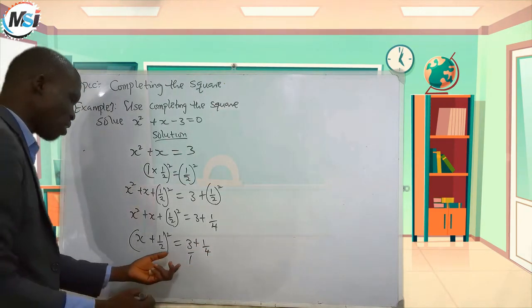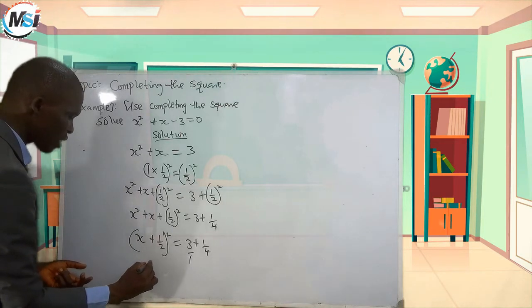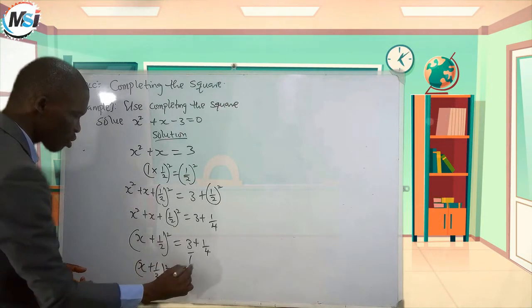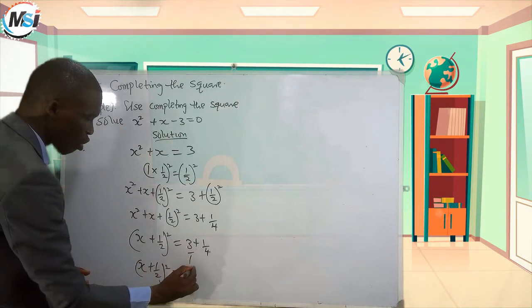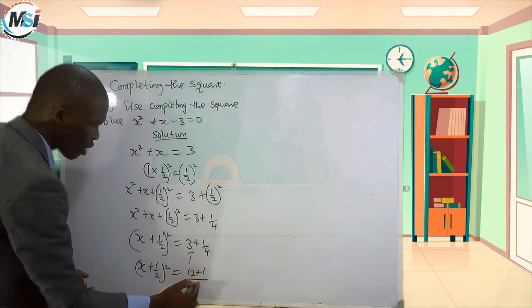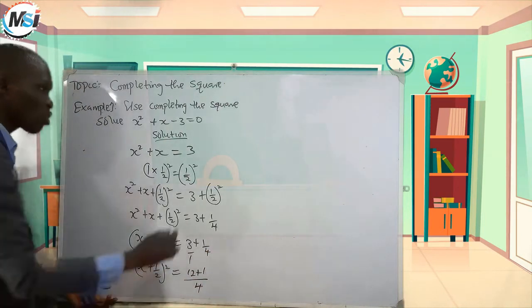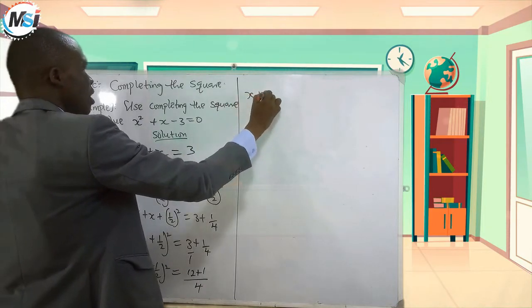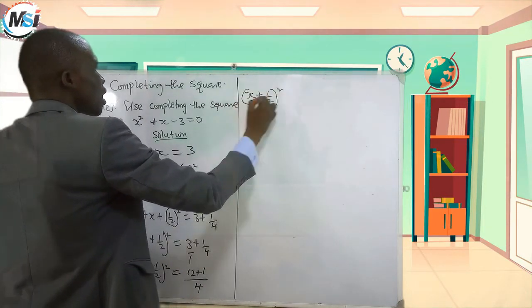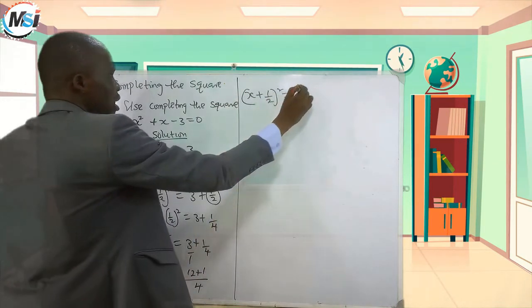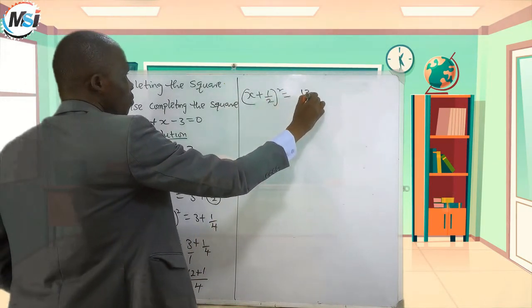Now when you divide it by 1, this will give us x plus 1 all over 2 squared equals, 4 times 3 will give us 12, 1 times 1 will give us 1, 1 times 4 will give us 4. So this will give us x plus 1 all over 2 squared equals 12 plus 1, which will give us 13 all over 4.